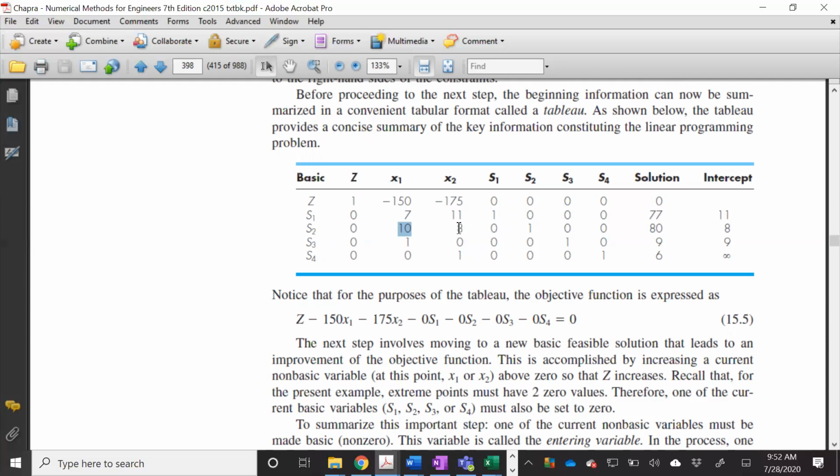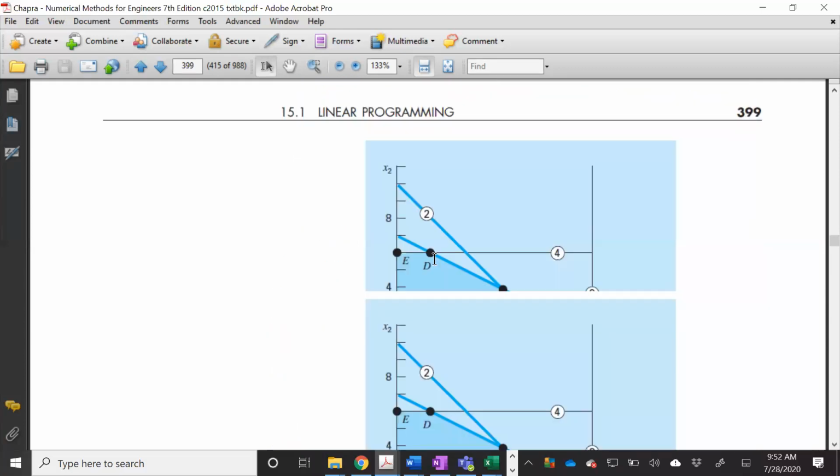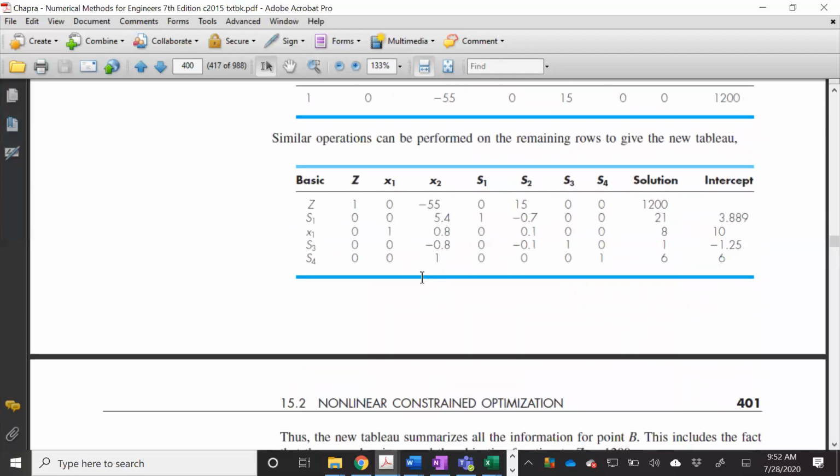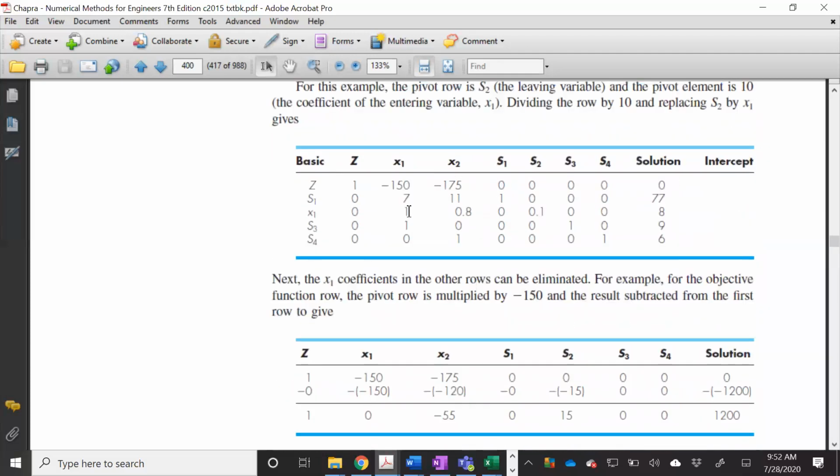So 8 divided by 10 is 0.8. You can see here, 10 divided by 10 is 1, 8 divided by 10 is 0.8, then 0, 0, and 1 divided by 10 is 0.1, and 80 divided by 10 is 8.